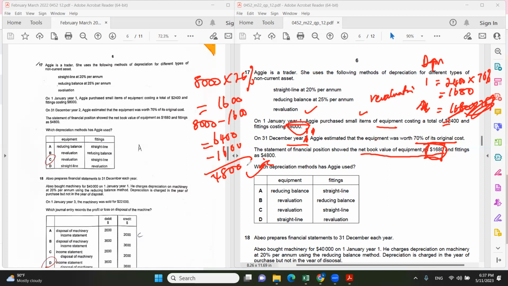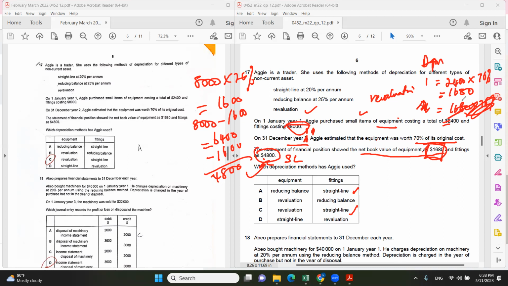Because this one, the fitting, if I use the straight line method, the second year, I get this one, which is the straight line method. But if I'm using revaluation for this one, I get my equipment is 2004, I times 70%. Okay, 70%.